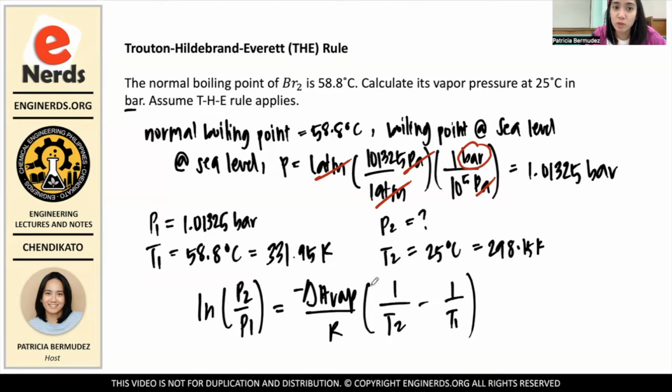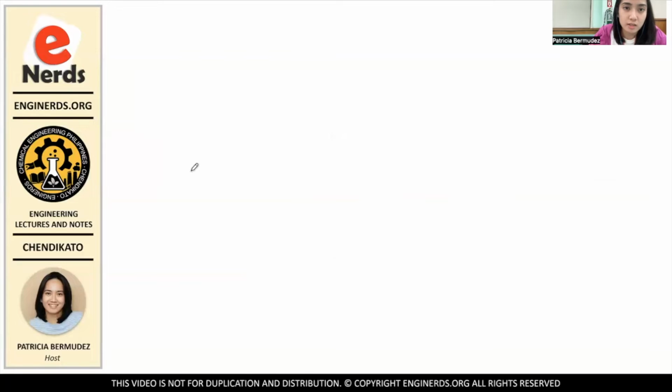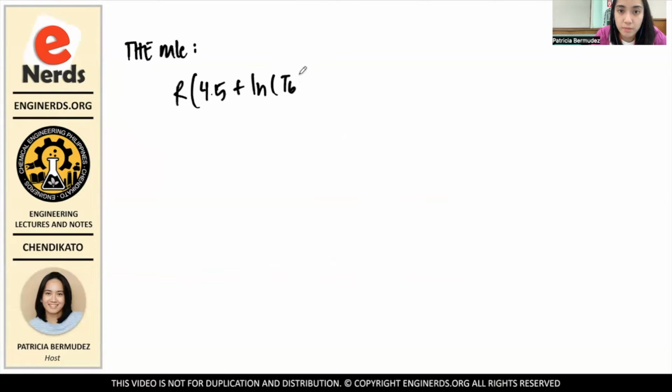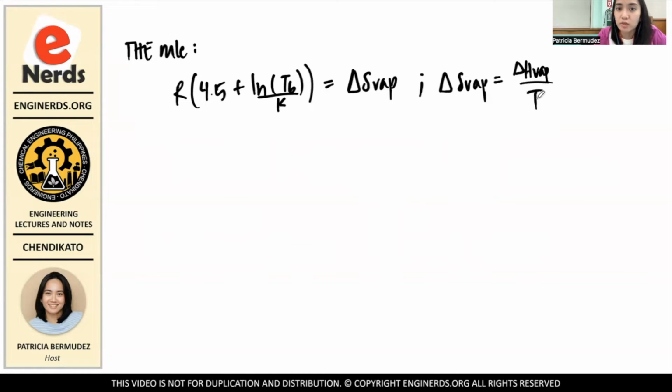Dito natin gagamitin yung Trouton-Hildebrand-Everett rule. And this THE rule states that yung R multiplied by 4.5 plus the ln of the boiling point, which is given by TB over Kelvin. Itong unit ng ln dito is per Kelvin, is equivalent to the change in entropy of vaporization. Okay? And we know that the change in entropy of vaporization is equivalent to delta H vap over T. So from this equation, this rule, mahahanap natin yung delta H vap.